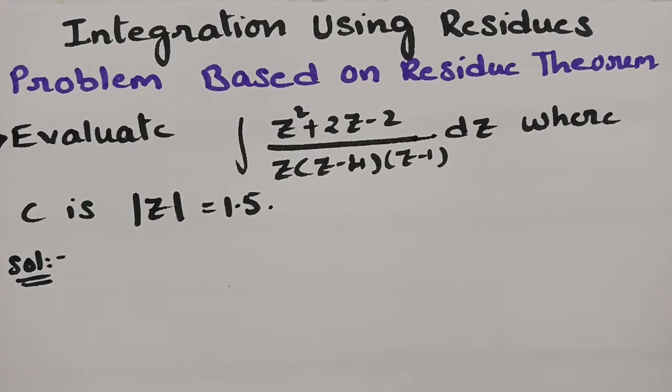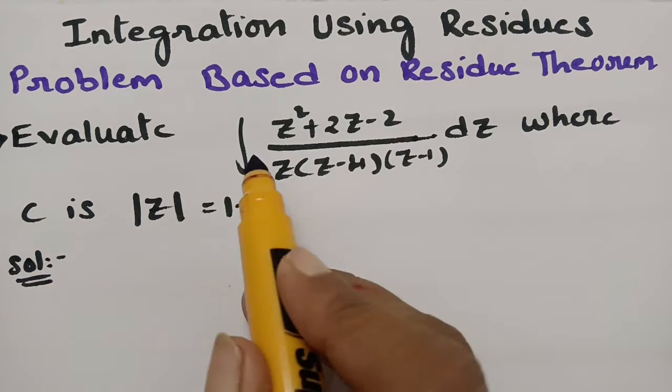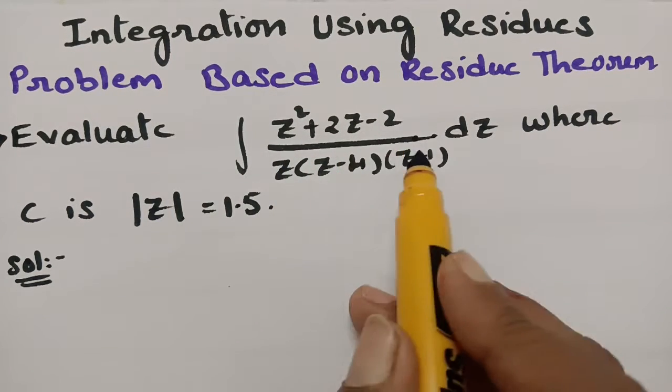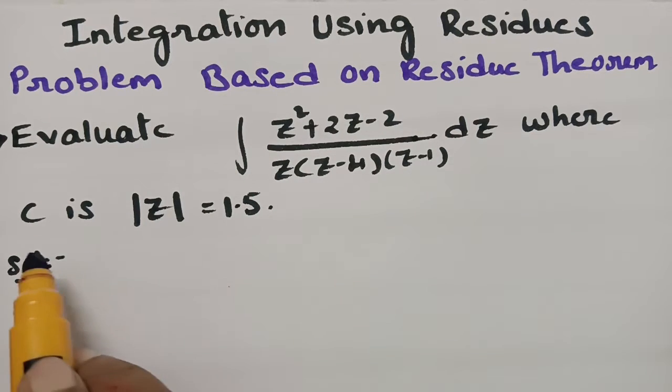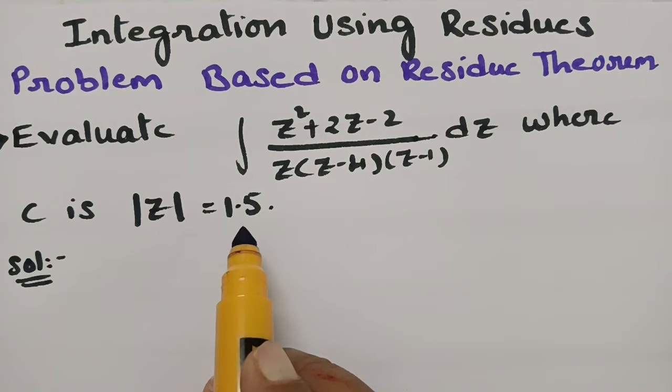This video is on integration using residues. In today's video, we are going to solve a problem using the residue theorem. We are going to evaluate the integral of (z squared plus 2z minus 2) by z into (z minus 4) into (z minus 1) dz, where C is |z| = 1.5.